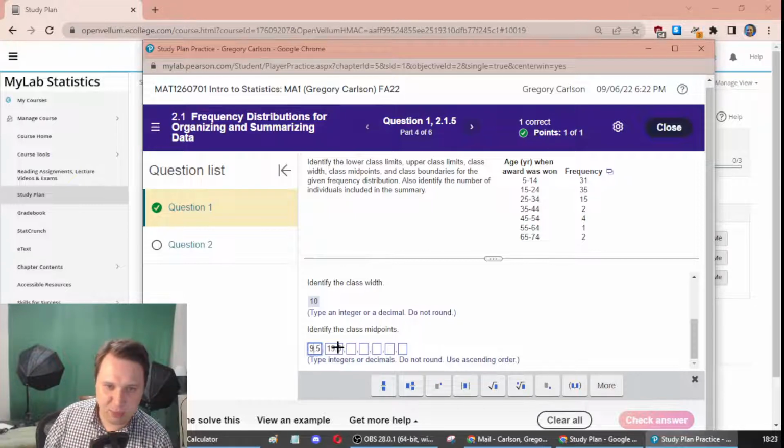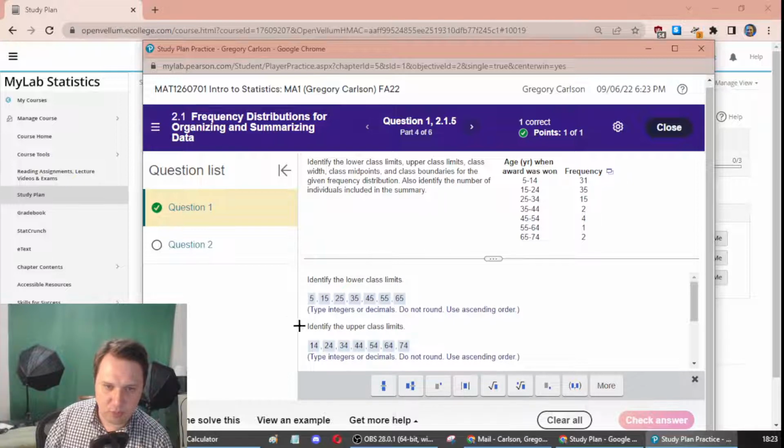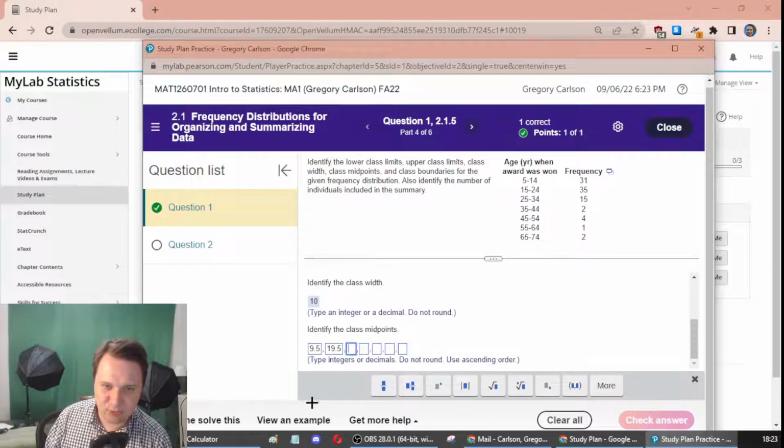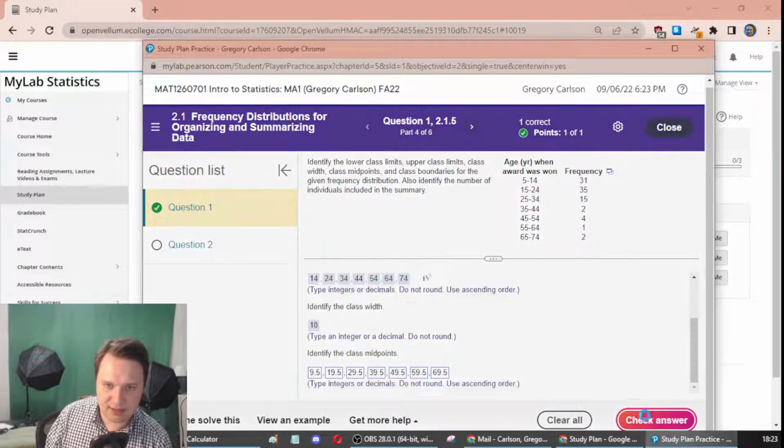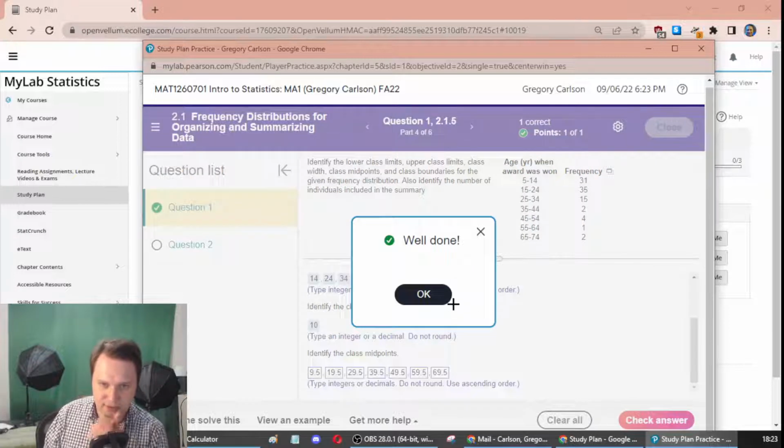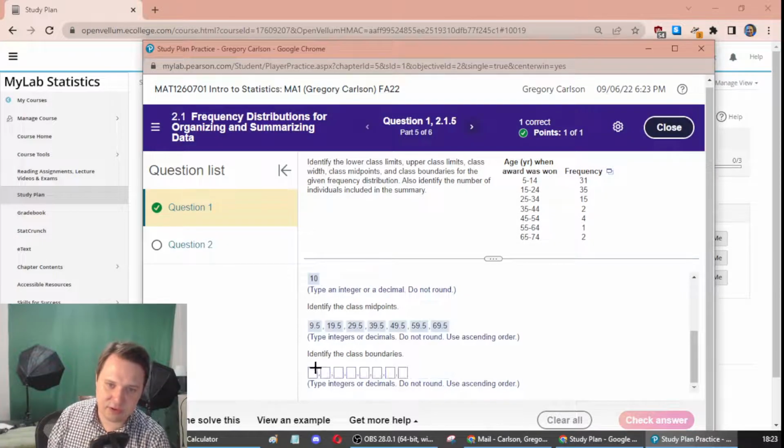So we've got 9.5 and 19.5, and you might notice that, like before, we're going up by the class width each time. So to save some time, I'm just going to add 10 every time, and then we'll be done. All right, so check the answer. And we got it correct. So save a little time when you notice that it goes up by the same amount each time.